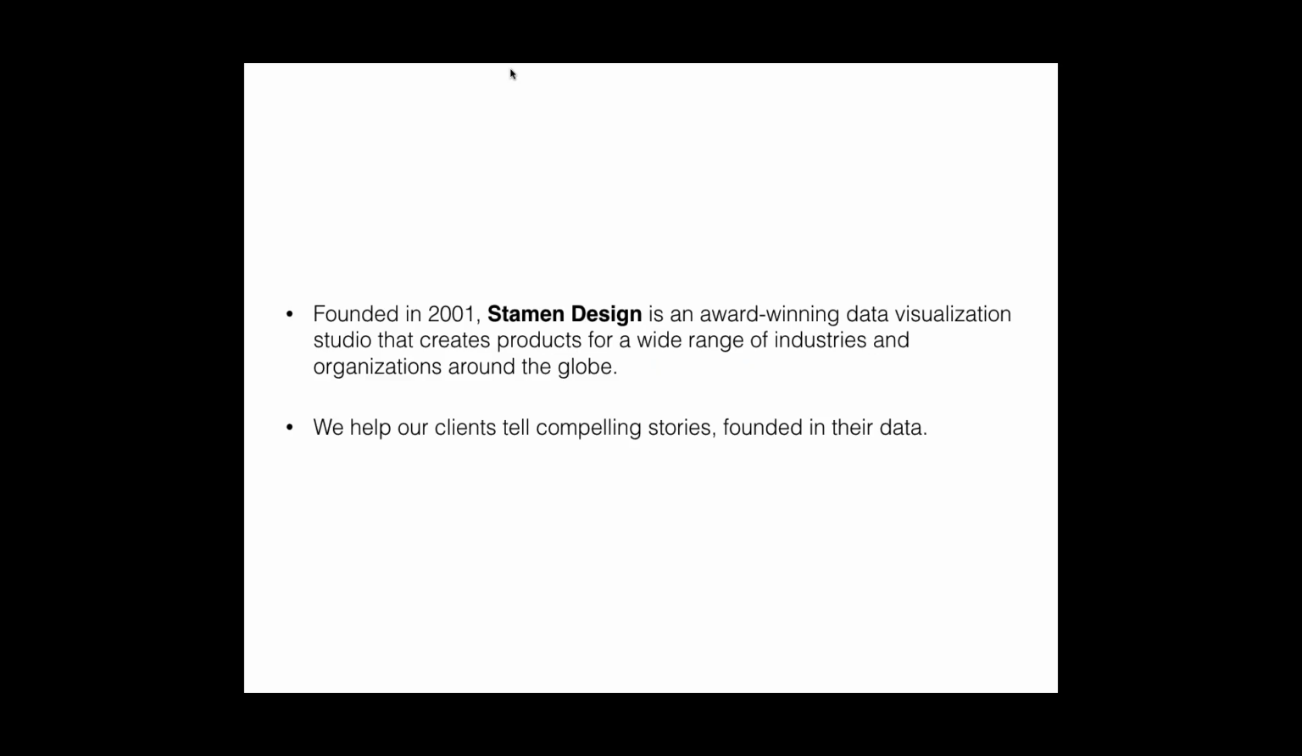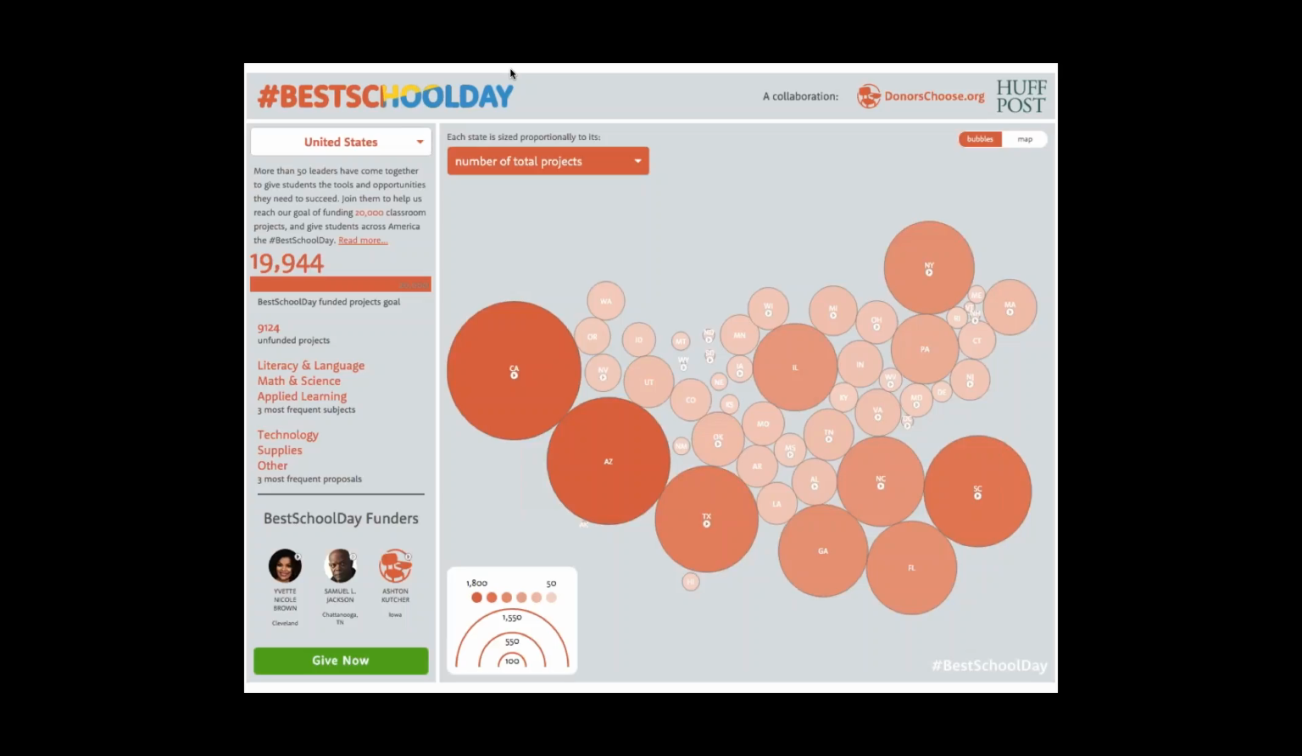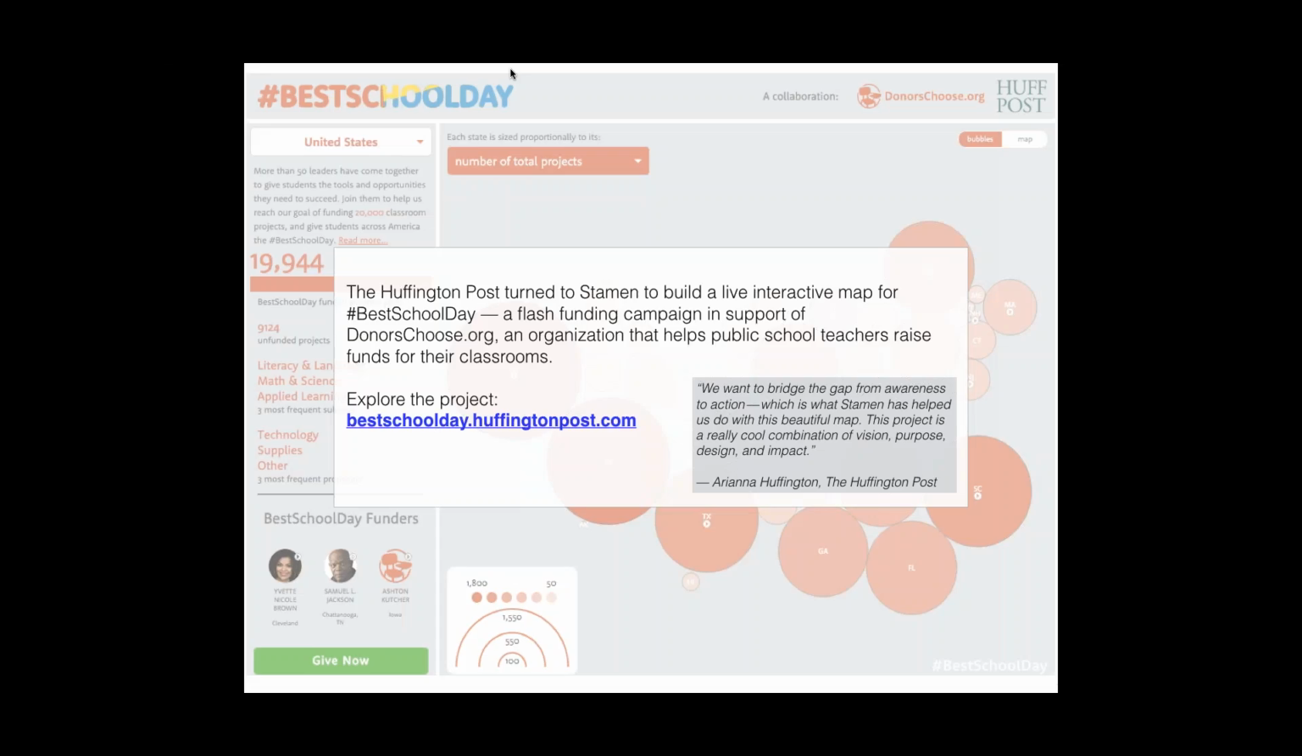One of our recent projects, just to give you a little bit of a sample of the type of work that we do: you may have, just as an individual, heard about the Best School Day campaign last week that DonorsChoose launched with Stephen Colbert and a number of other celebrities. It's backed by Huffington Post, and we basically helped them build an interactive website for tracking their crowdfunding for public schools on this campaign that happened last week. So that was a really exciting project for us.